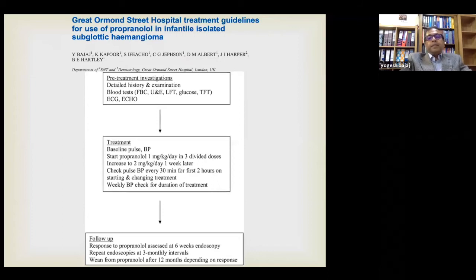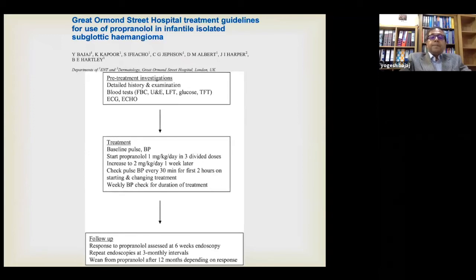And just keep on a low dose for a week, and then again they get admitted, and you increase the dose to 2 milligrams per kilogram per day. And again, they're monitored for 2-3 hours with blood pressure monitoring. And once everything is settled, they're sent home, but they need to get a weekly blood pressure check done for the duration of the treatment, which can be anywhere between 12 to 18 months. So it's a long and significant treatment.